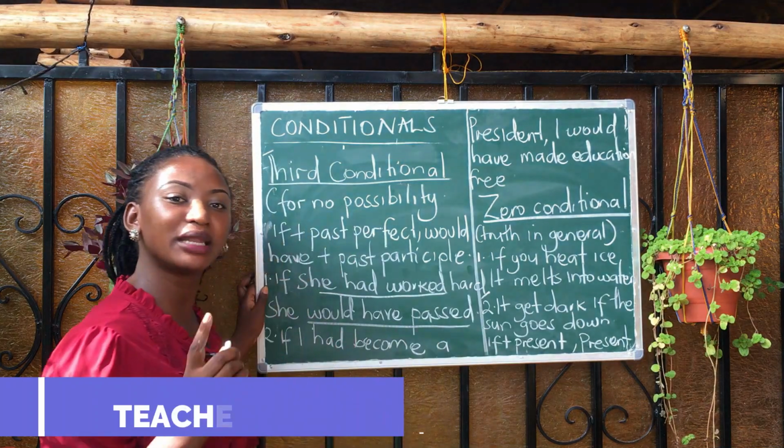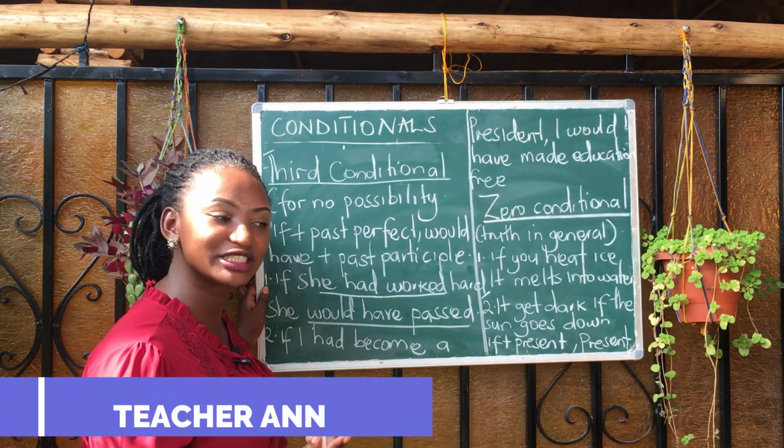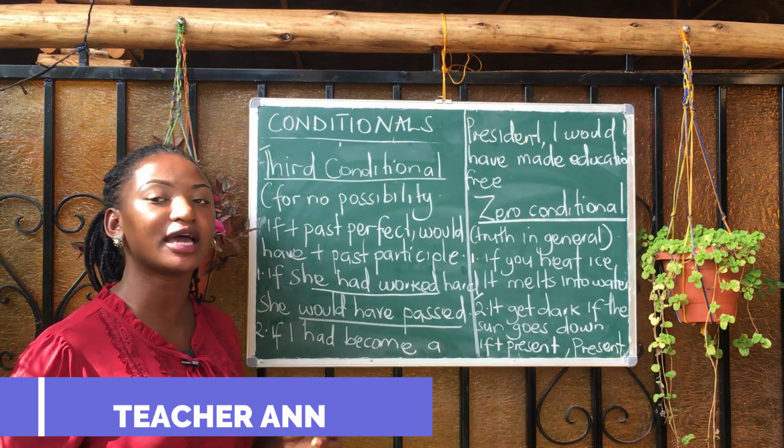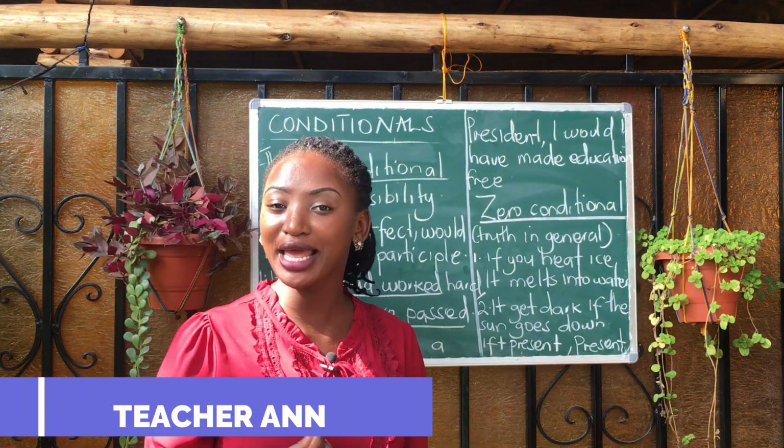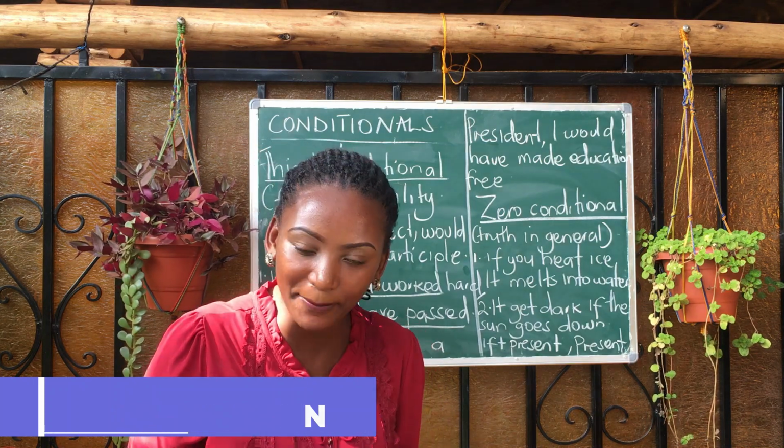In the first place, she never worked hard. In the second place, she didn't pass. So in third conditional, we are looking at past events. There is no possibility of them happening.